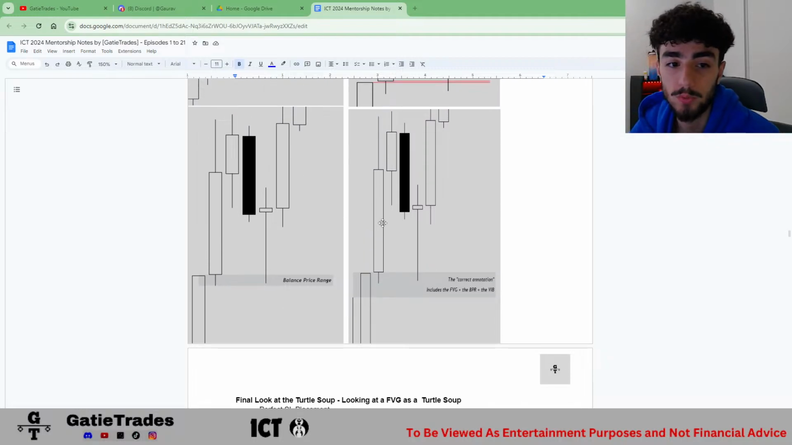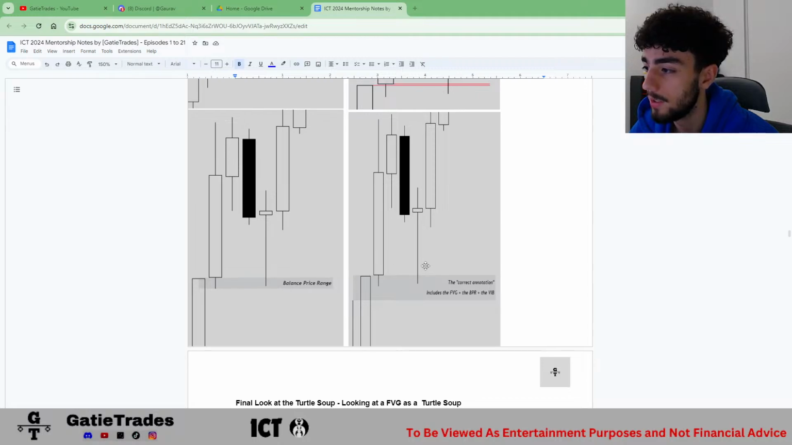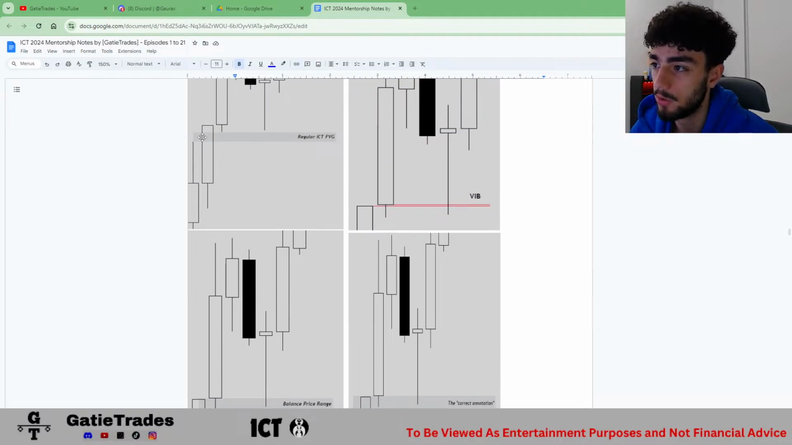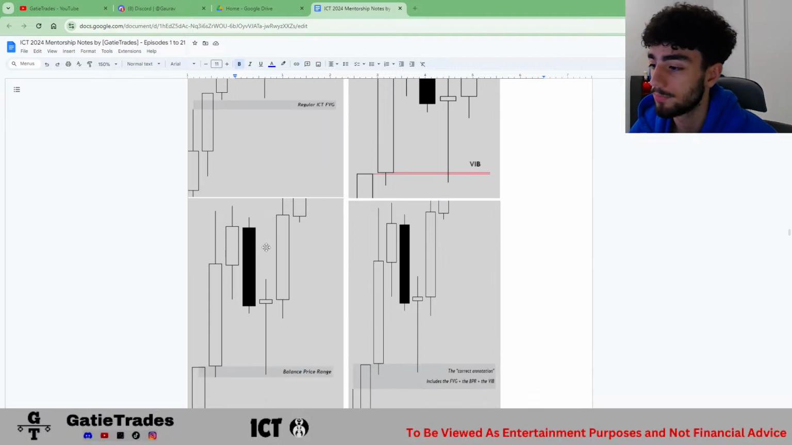This is from ICT 2024 mentioned. This is a balanced price range. This wick efficiently delivered sell side delivery in this portion of the buy side delivery. Down here, this is the fair value gap. This is a regular ICT fair value gap. And at the top of the fair value gap, we have a volume imbalance. But where that wick is, it's a balanced price range.